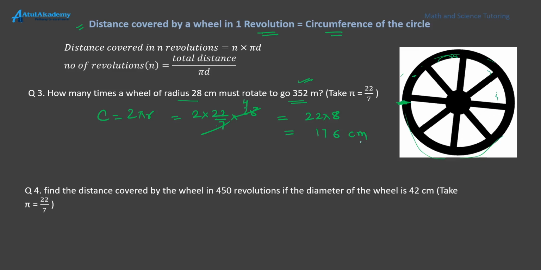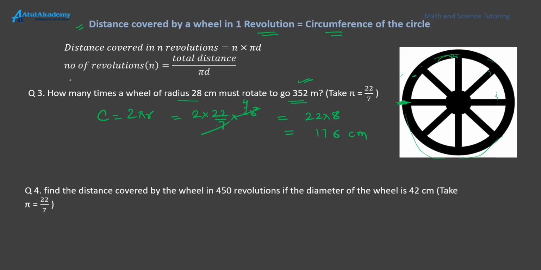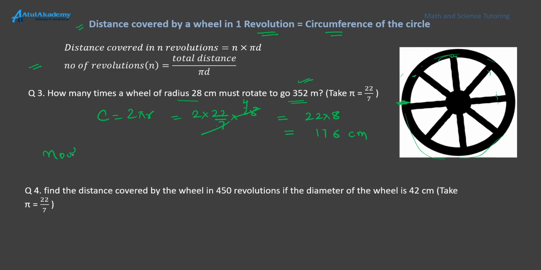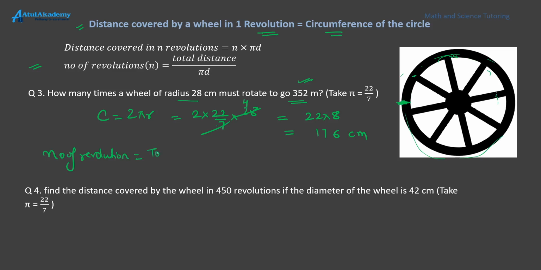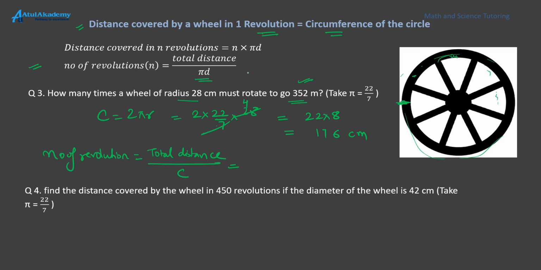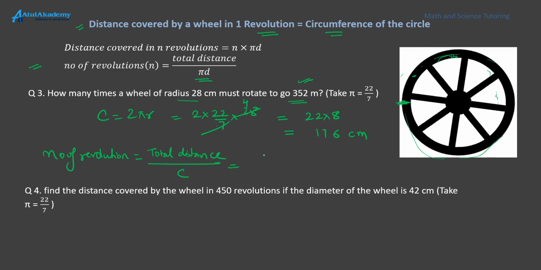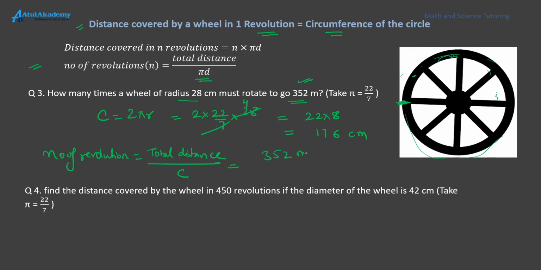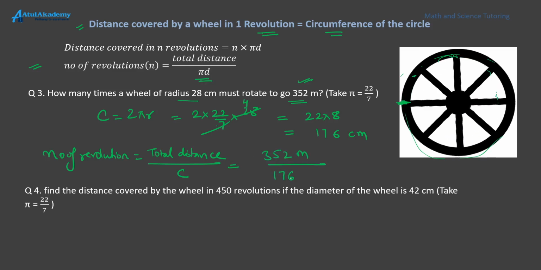That is the circumference. Now it is asking the number of revolutions. I've written the formula for number of revolutions. Number of revolutions is equal to total distance given to you divided by circumference. Circumference pi d is the same as 2 pi r. So what is the total distance? Total distance over here is 352 meter. And this is 176 centimeter.